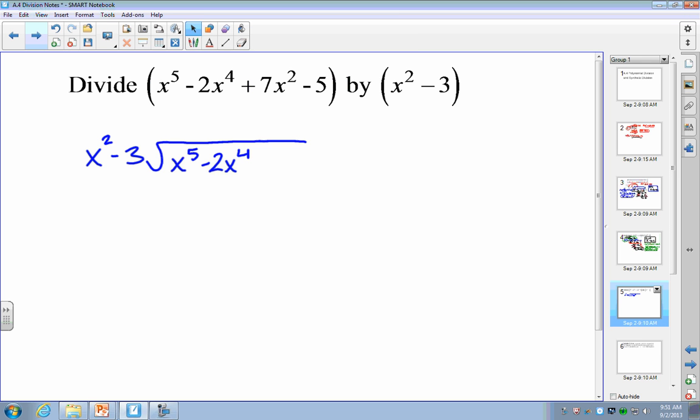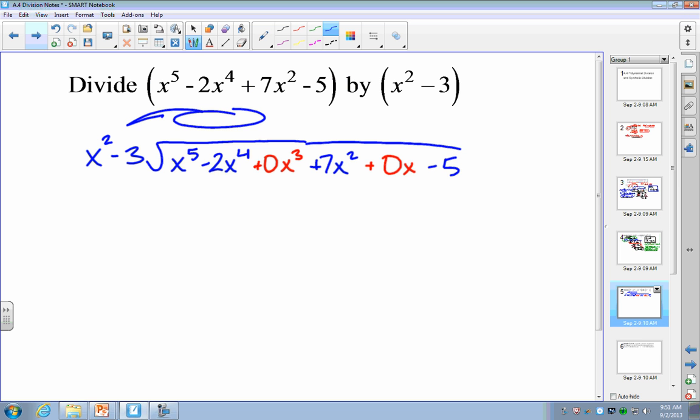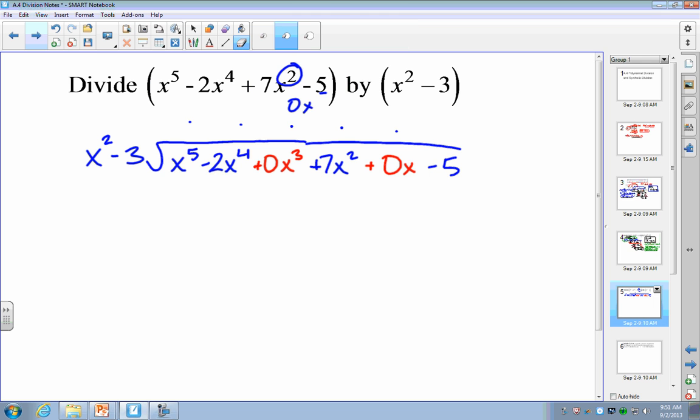So what I have to do is I have to create placeholders. So 0x cubed. I also have to create a 0x. Or else, when I start putting things up here and distributing them, you may find you don't have places for them to go. Okay, it's easy to forget the 0x one because you see the x squared and the constant, but just make sure you go 5, 4, 3, 2, 1, constant. Okay, you have to have every one there. And you have to do the same in synthetic division.